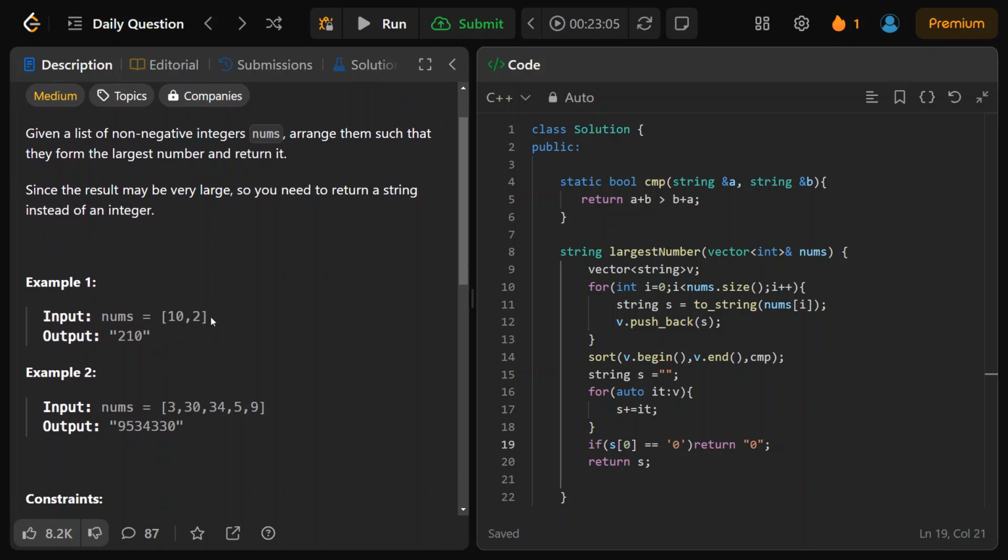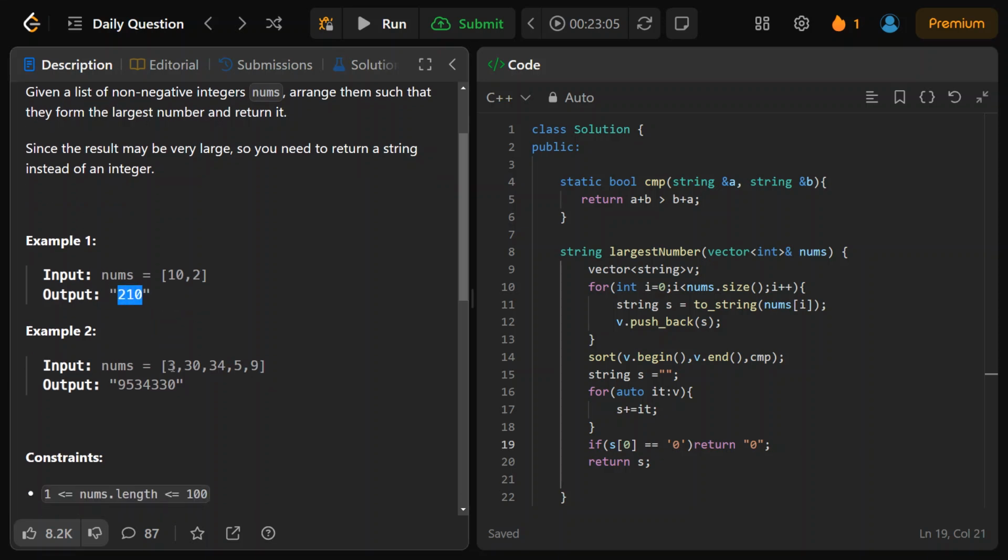If you see this particular example, there are two values, 10 and 2. Now you have to arrange these values in such a way that you get the maximum value. The possible ways of arranging these two numbers are 10 plus 2 and 2 plus 10. If we concatenate them in string format, we get 102 and 210. So 210 is greater than 102. That means I will return 210.